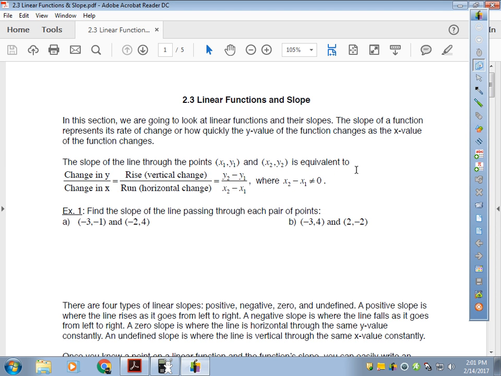So these are the notes for 2.3, which is about linear functions and slopes. We kind of looked at some different kinds of functions and graphs in 2.2. Now we're going to be looking in particular at lines. So let's talk about slope.